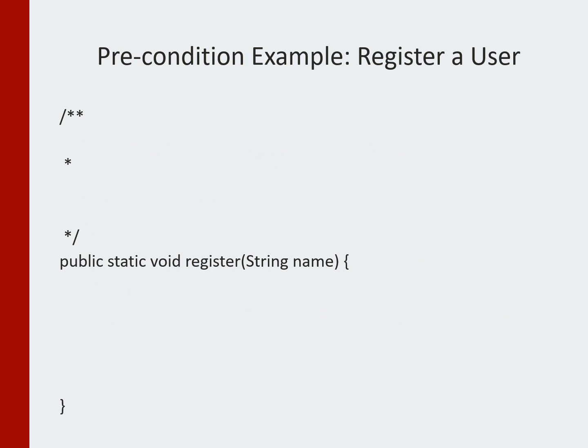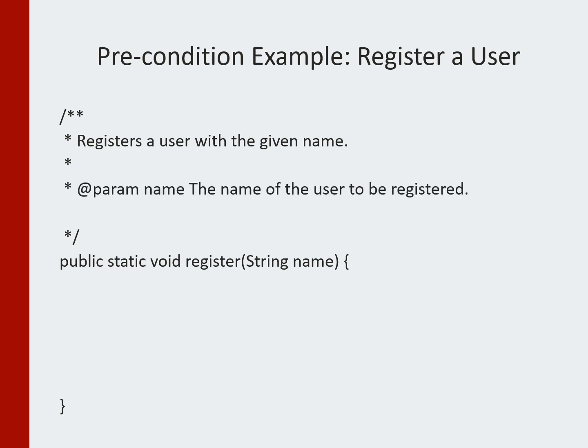Let's look at another example to exemplify preconditions. So let's say I want to register a user to some sort of club, some online database. And so I'm going to start writing some Javadoc for this. The method is public static void register, and it's going to take in just the user's name. So it's going to register a user with the given name. And so the parameter that's taken in is the name of the user to be registered. And in this case, there's no return.